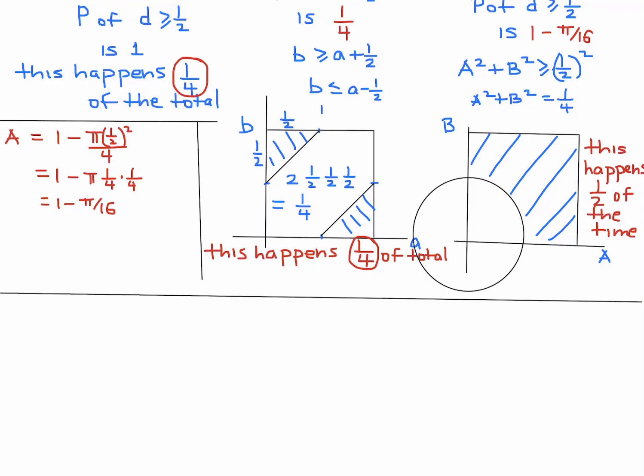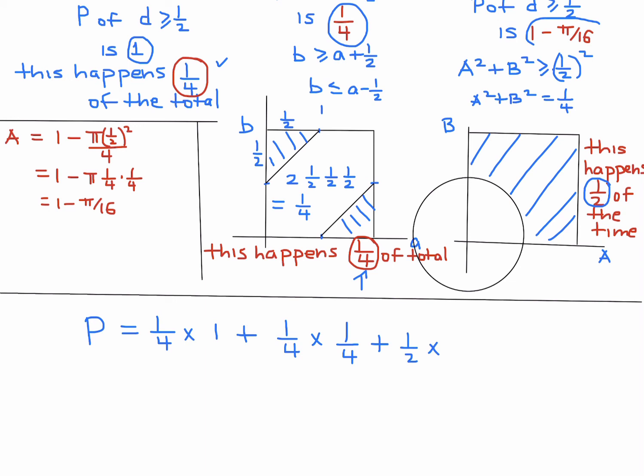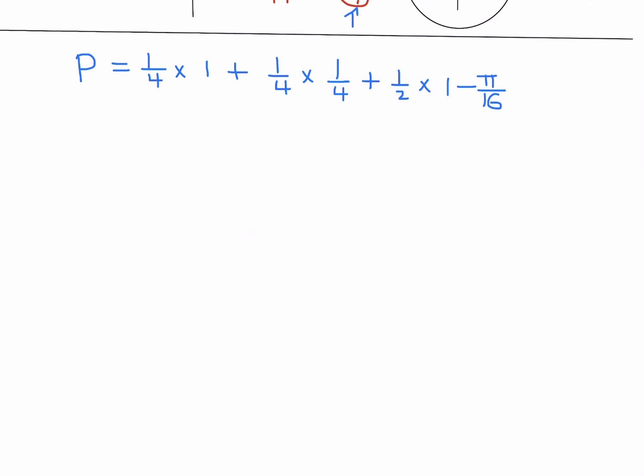So now we have to combine our findings. Our probability will be this 1/4 times this 1 plus this 1/4 times this 1/4 plus this half times this 1 minus pi over 16. So now if we combine, we get 1/4 plus 1 over 16. Multiplying this out, we get 1/2 minus pi over 32.